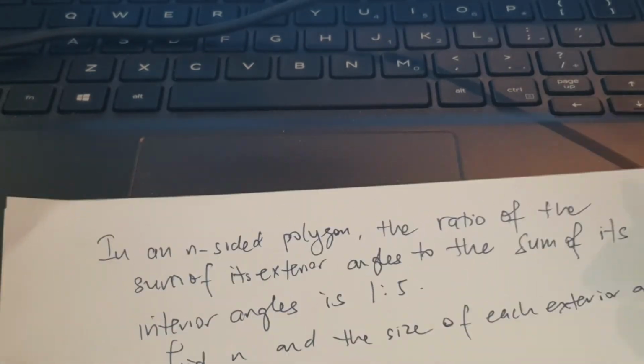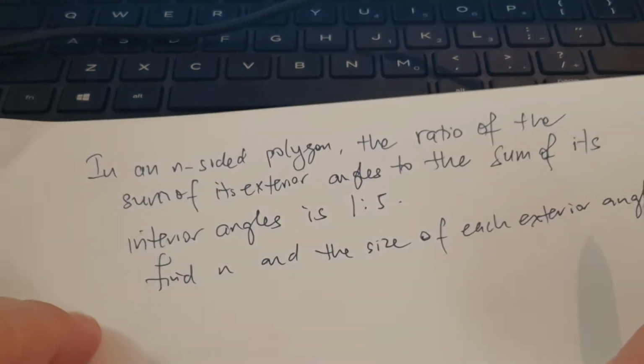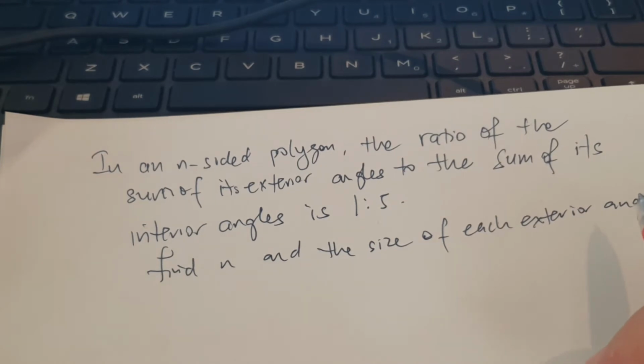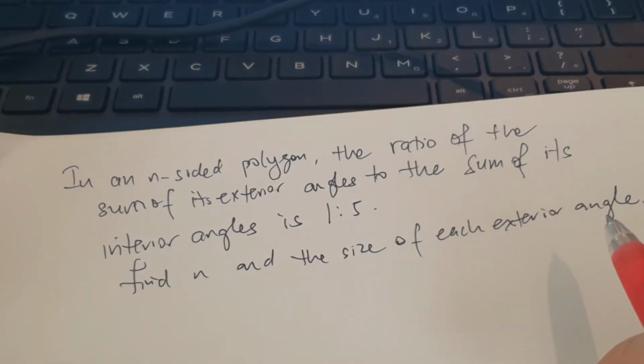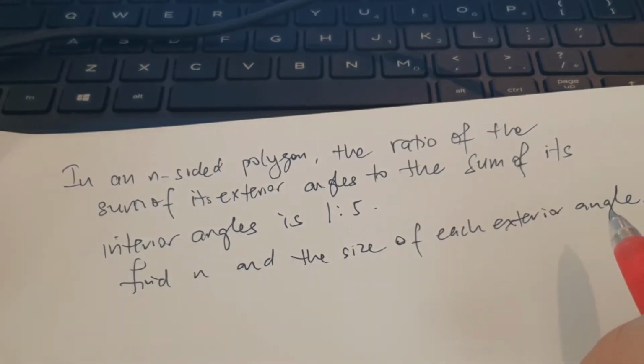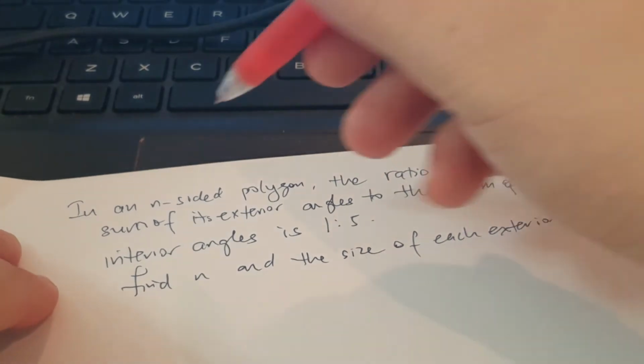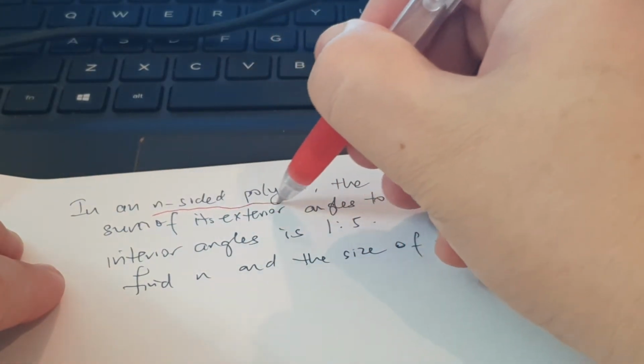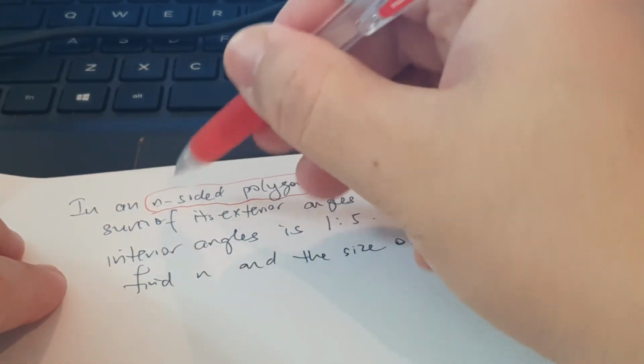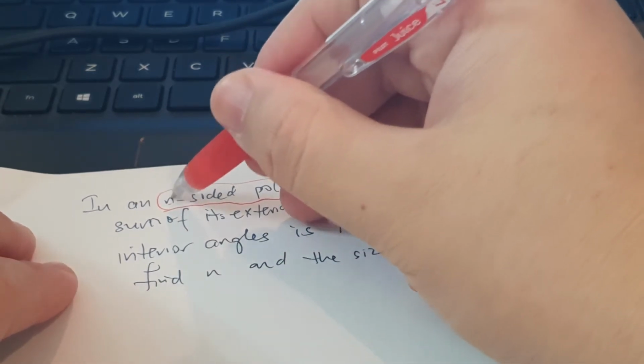Okay, now in an n-sided polygon, the ratio of the sum of its interior angles to the sum of its exterior angles is this one. Sounds very complicated, right? Don't be scared, okay? You do one thing at a time. So you see, how many sides? n sides. You must see carefully. How many sides is important.